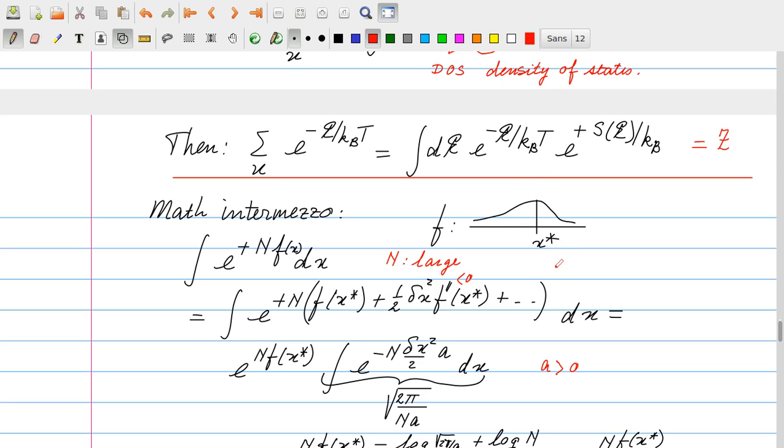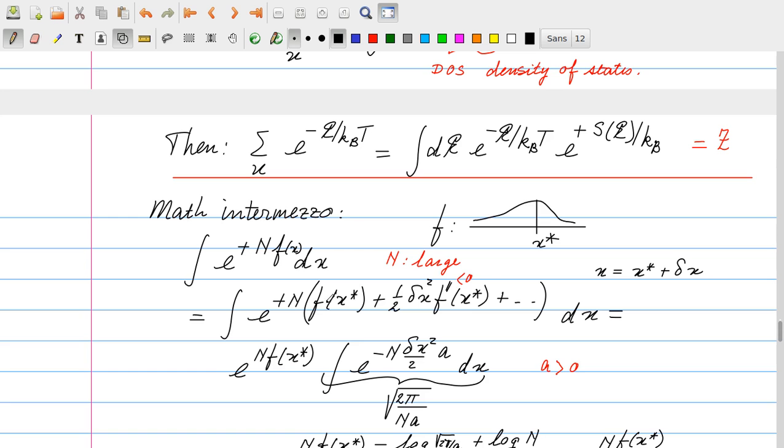f vanishes at the maximum. And so the first non-zero term is then a second order term. It's a half times delta x squared times the second derivative of f at the point x star. So we write x as x star plus a deviation delta x, and then this is the second order Taylor expansion.